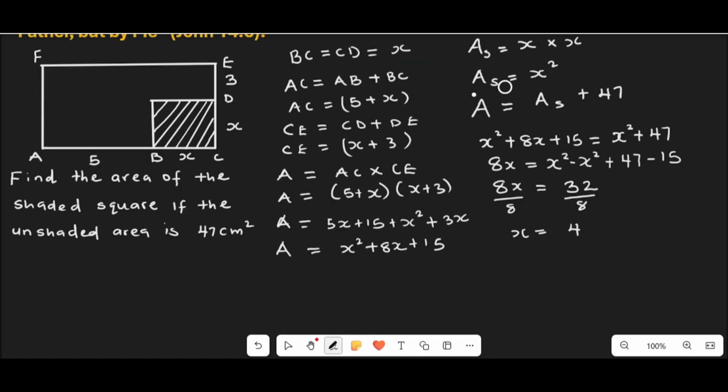Now the formula for the area of our square is x raised to power 2. So A sub s equal to x raised to power 2. So let us substitute the value of x into this equation. A sub s equal to 4 raised to power 2, which is equal to 16 square centimeters. So the area of the shaded square is this.